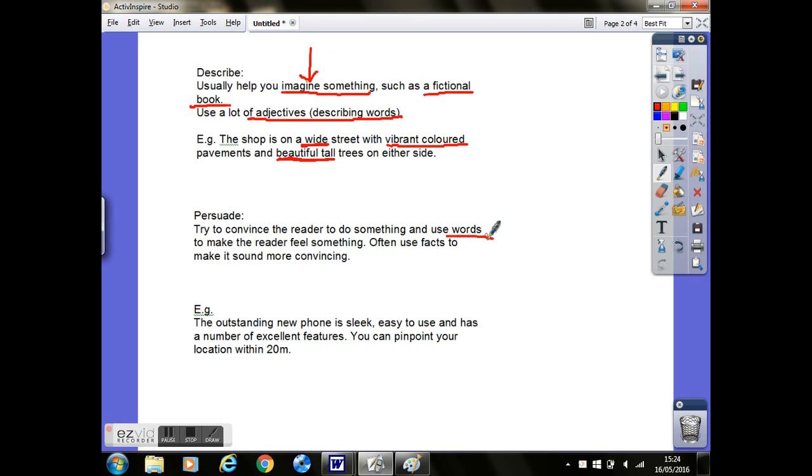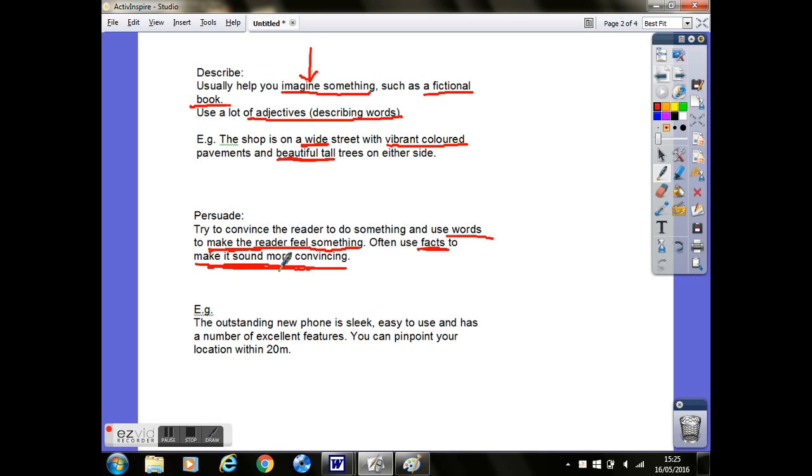So using words to make you feel something, so a certain positive emotion about a product if that's what they're trying to sell you, and then using these facts, but only using them in a way to make you, say, believe in that product or service. So again, another example bit of text. The outstanding new phone is sleek, easy to use, and has a number of excellent features, and then you can pinpoint your location within 20 meters.